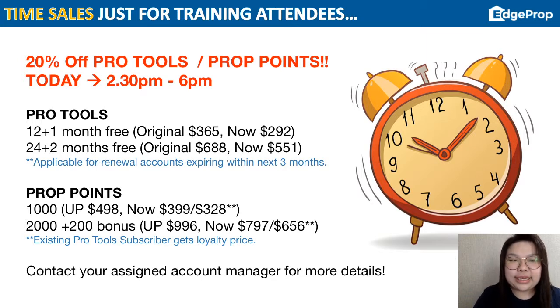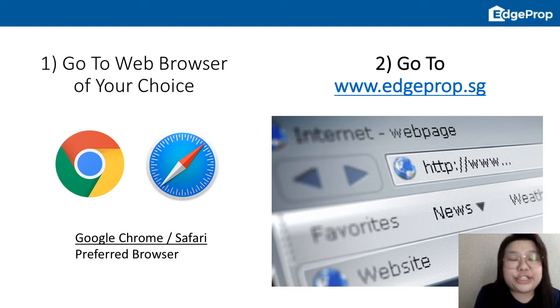Okay, next thing. Let's get started officially. I'll need you guys to go to the web browser. Most of you should be going to either Google Chrome or Safari. These two are our preferred browsers. And I will need you to go to edgeprop.sg. Currently now, market trends can only be found on the website. It cannot be found on the app. So you definitely need to visit the website if you'd like to have the hands-on with us.